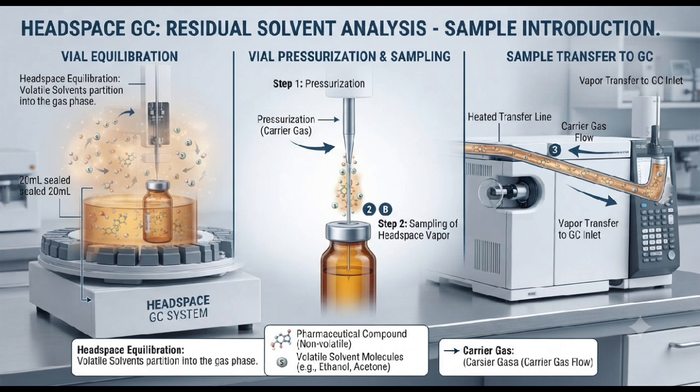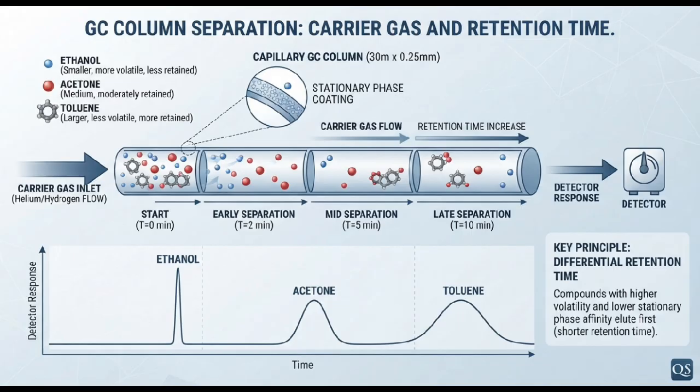Headspace sampling principle. The principle is based on the distribution of volatile compounds between the sample phase and the gas phase. When the vial reaches equilibrium at a specified temperature and time, volatile solvents move into the headspace. The autosampler then withdraws a defined volume of the headspace and transfers it to the GC system. This approach reduces direct injection of the pharmaceutical matrix and helps protect the GC column and system.